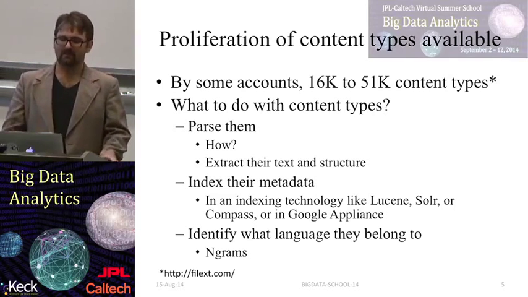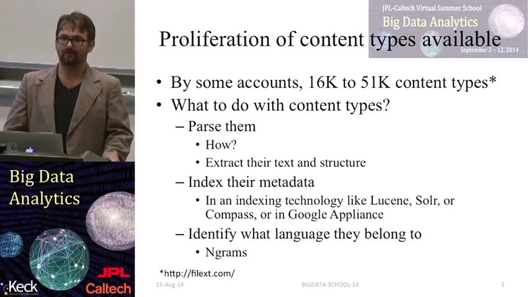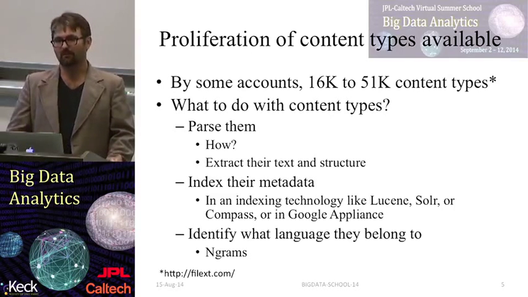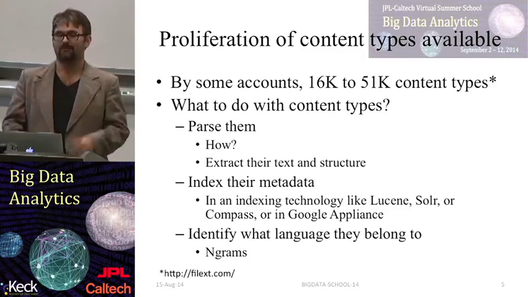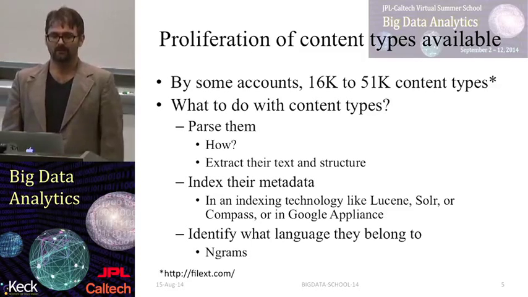There are other estimates, we'll talk about them later in this module, that are a little bit finer grained and probably more accurate, that put the number of content types at about 1,200 richly curated types out there.